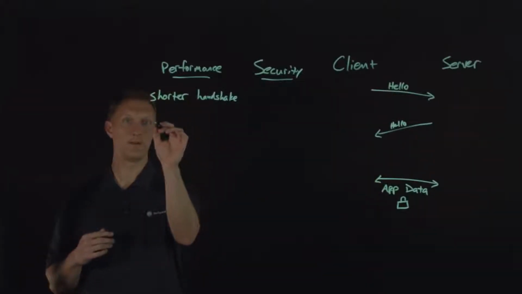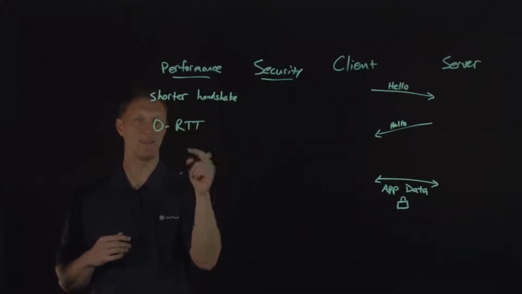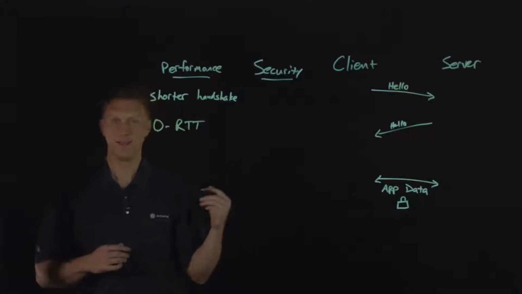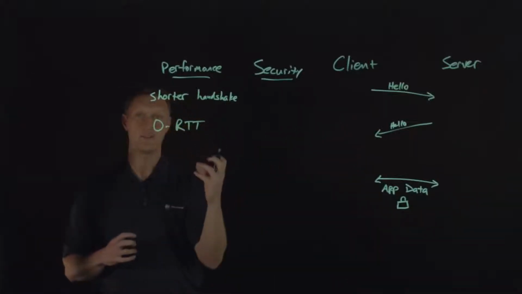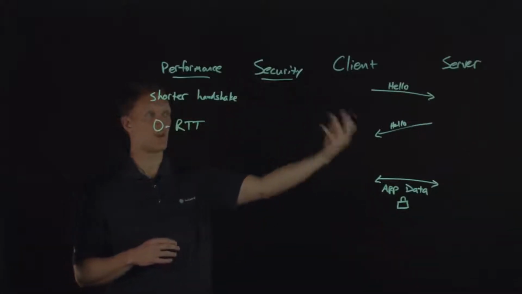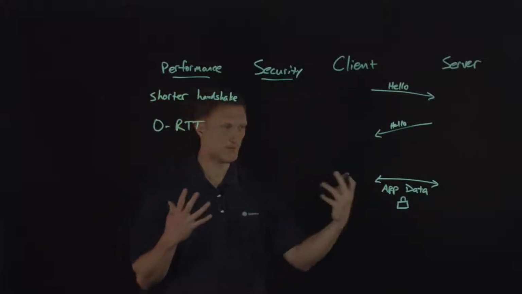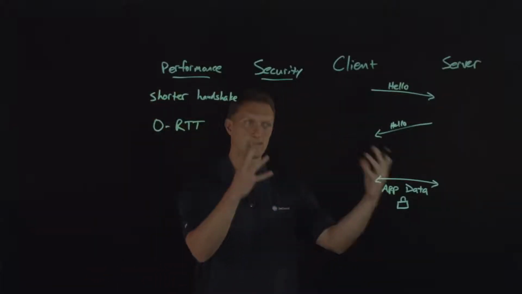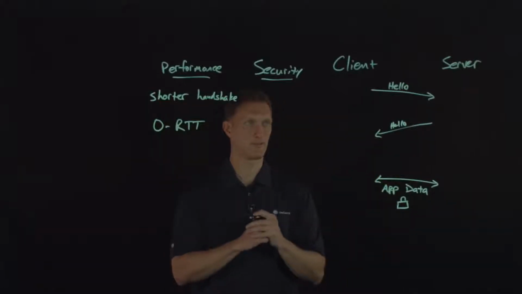The other one that I'll put up here is I'm going to put a 0 and then RTT. That's 0 round trip time. And that actually goes back to the shorter handshake. And this is in a session resumption situation. So imagine if a client has already established communications with a server. They've already established a session. They've already got the session key, and the communication is encrypted, all that stuff.